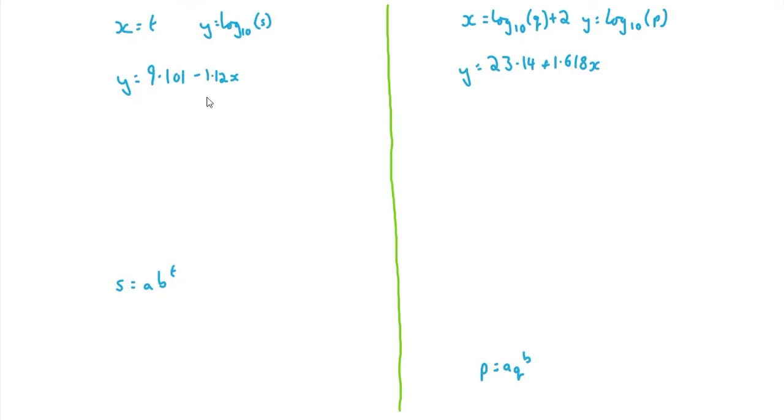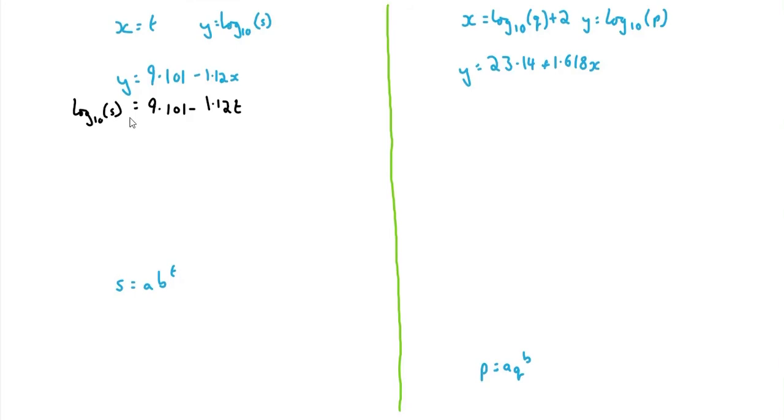So this is now just going to be 9.101 minus 1.12t here. However, instead of y, we can now say that that's going to be log of base 10 of s, which we could just write as a regular log without any base number because that's then assumed to be 10, but we'll just want to be explicit here.